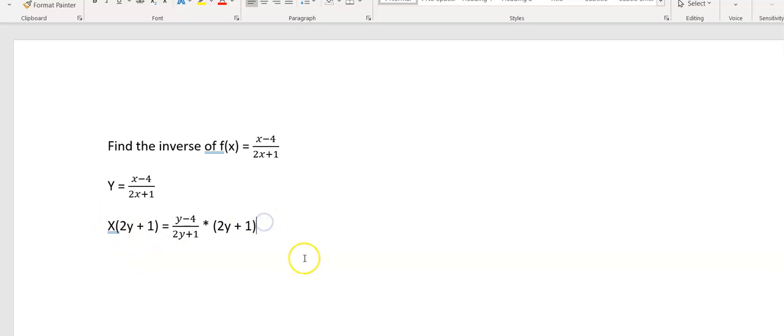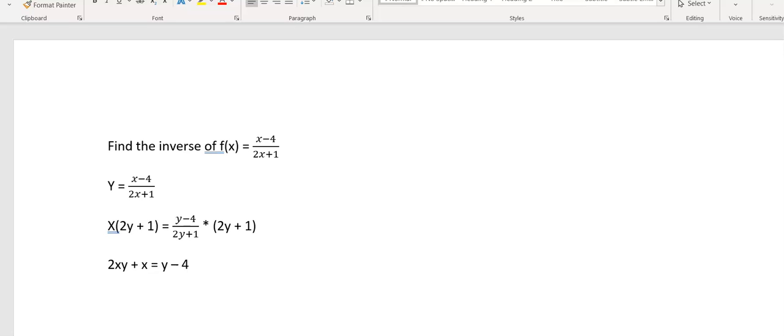Now on the left, let's just distribute the x. So x times 2y is 2xy, and x times 1 is just x. On the right, though, 2y plus 1 that's in the denominator cancels with this 2y plus 1 right here, and I'm just left with y minus 4. All right, now this is usually where people get stuck. So let's remember that we're solving for y.